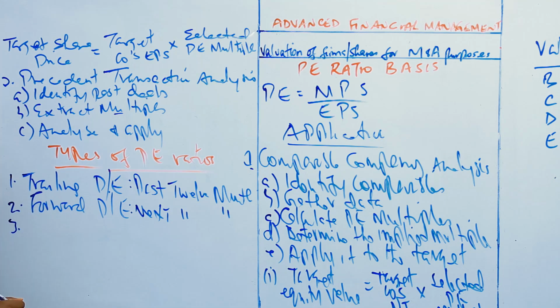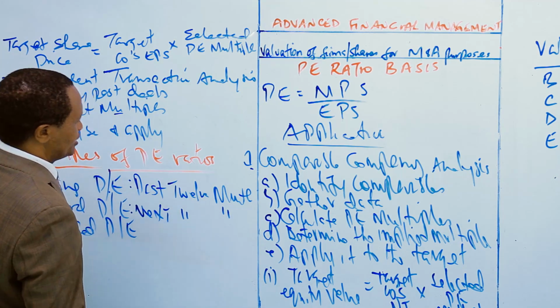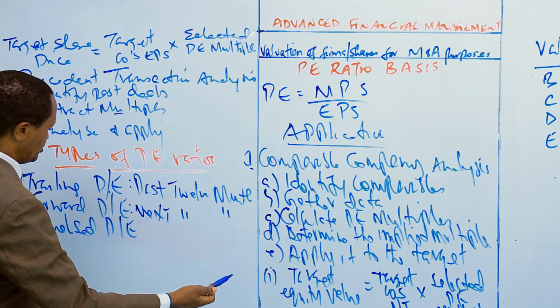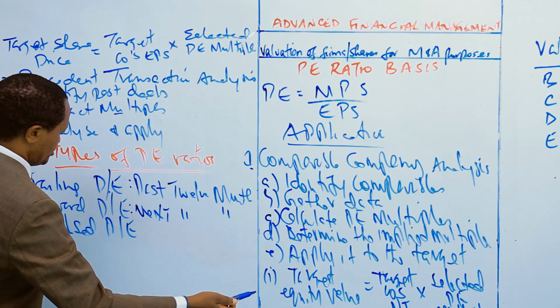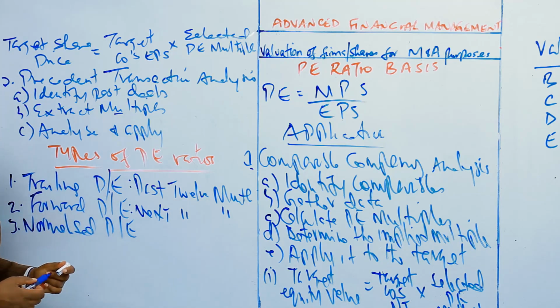The third type of PE ratio that may be used is what we call normalized PE. Normalized PE adjusts to remove the impact of one-time events or non-recurring items, for example, asset sales or large write-offs, showing the company's sustainable earnings. So there are three types of ratios that may be used in mergers and acquisitions. The trailing PE ratio, number one. Number two, the forward PE ratio. Number three, the normalized PE ratio.